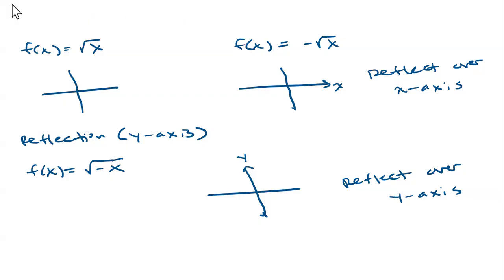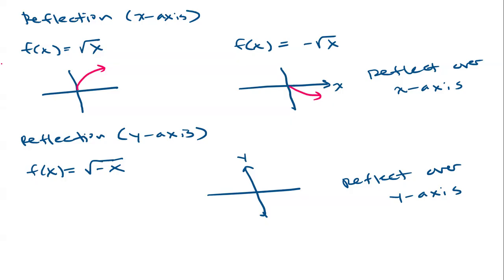Okay, so then again, the last thing we're going to talk about in this section is reflection. This one is in regards to graphing reflection over the x-axis and reflection over the y-axis. So if we have f(x) equals the square root of x, that graph looks like this. If there's a negative in front of the radical, then we're going to reflect it over the x-axis. So it would look like that.